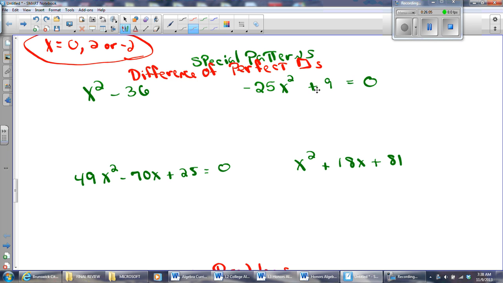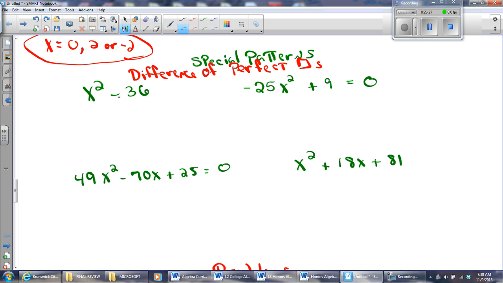Now, some of you are going to try to tell me that this isn't the case on negative 25x squared plus 9, and that negative 25x squared isn't a perfect square. Well, what would happen if I rewrote it this way? Don't I have a perfect square minus a perfect square? I sure do. Okay, so it's going to factor the same way.